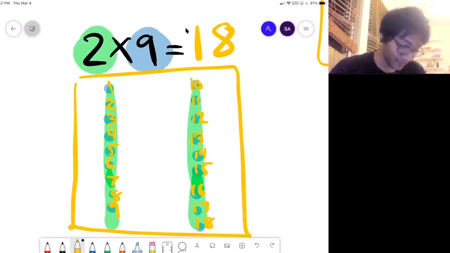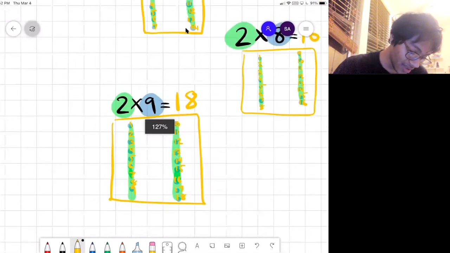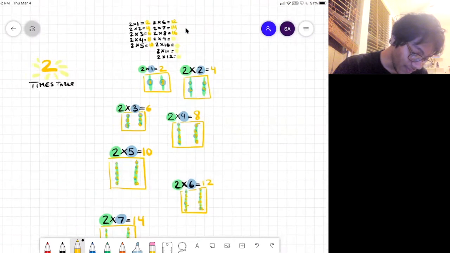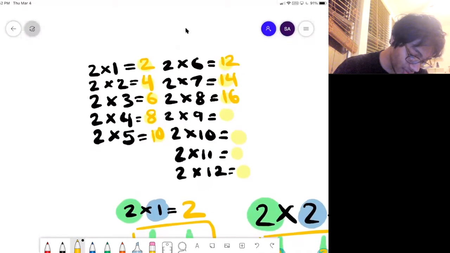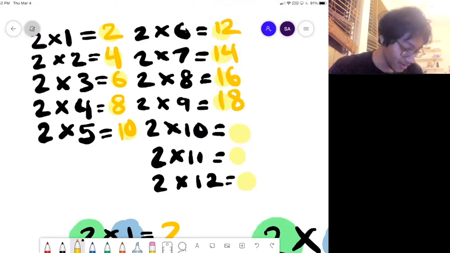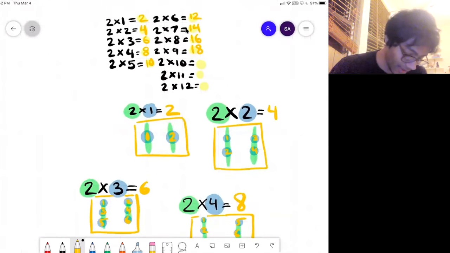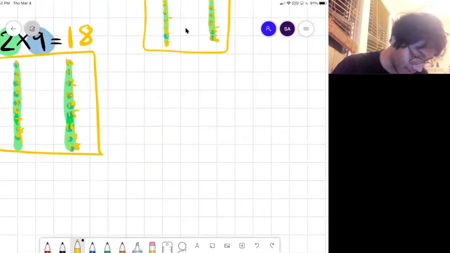So let's go back to our table. And let's go ahead and write down 2 times 9 is equal to 18. Now let's do 2 times 10. All right, so 2 times 10.